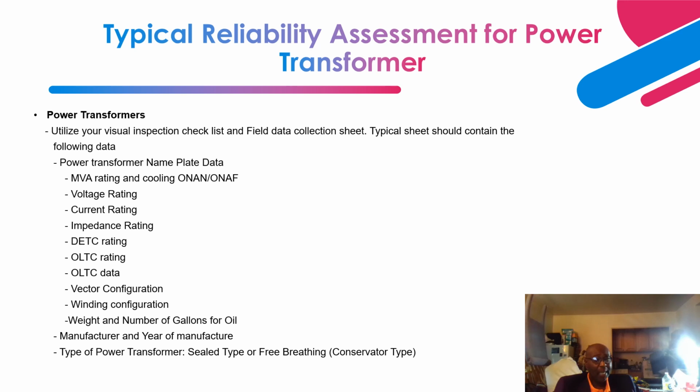Then next is the type of power transformers. You have the sealed type. The sealed type transformer has a nitrogen blanket on top of the oil, which provides a cushion and prevents oxidative elements from the outside from intruding into the oil. Next is the free-breathing conservator type. That has a dehydrating breather device that is integrated into the piping system between the conservator tank and the main tank.